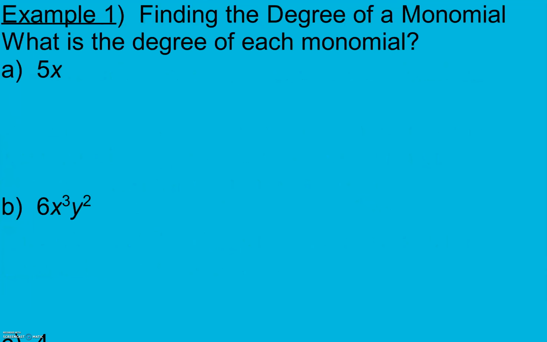In example 1, we're going to find the degree of a monomial. We want to know what is the degree of each monomial. So here, my exponent is a 1 if it's not listed. And since I only have the one variable, my degree here is 1. In B, I have 3 x's and 2 y's, which gives me a total of 5 variables. It's like if I listed them all out and counted up how many variables total I have. Here, 5.